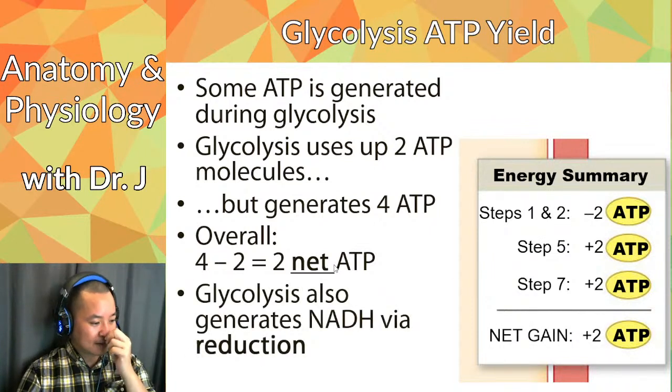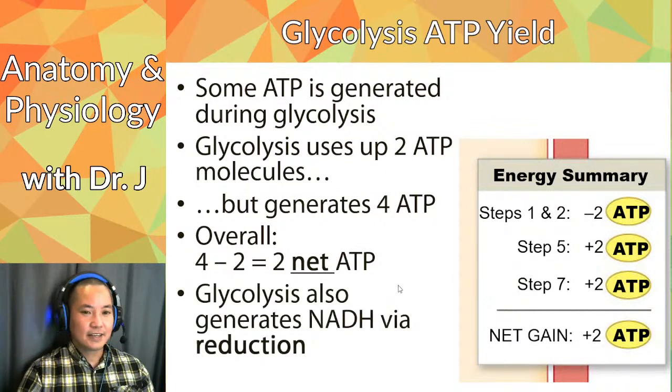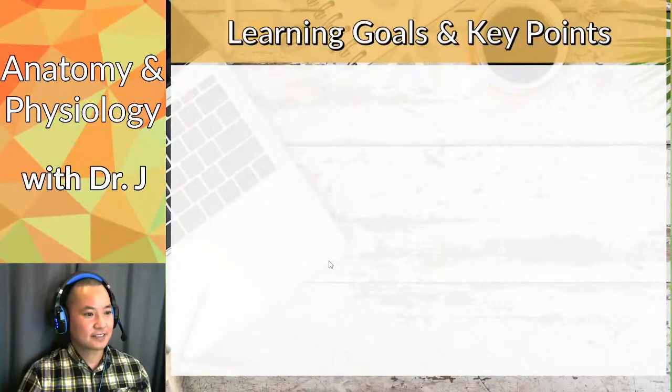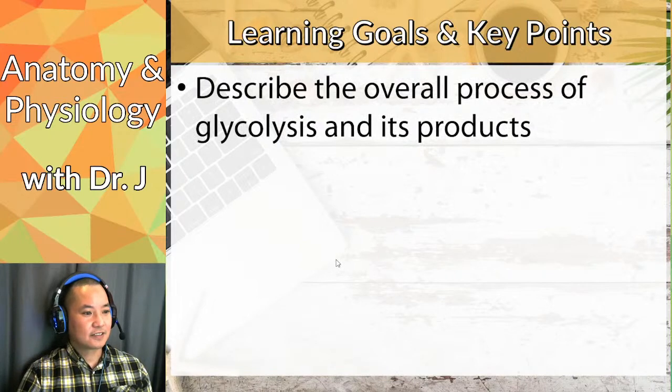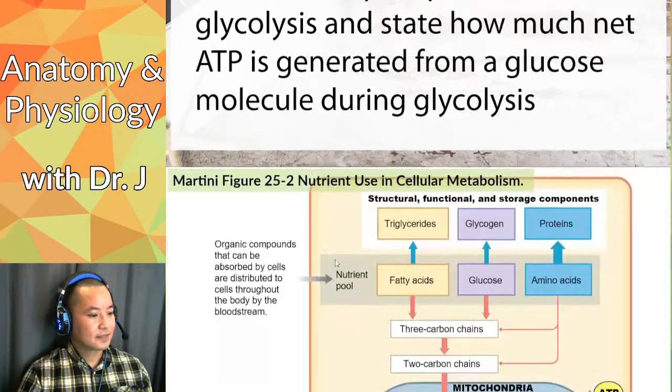Glycolysis also produces something called NADH via a process called reduction, which we'll hopefully get to by the end of this class. So again, here are our learning goals and key points.